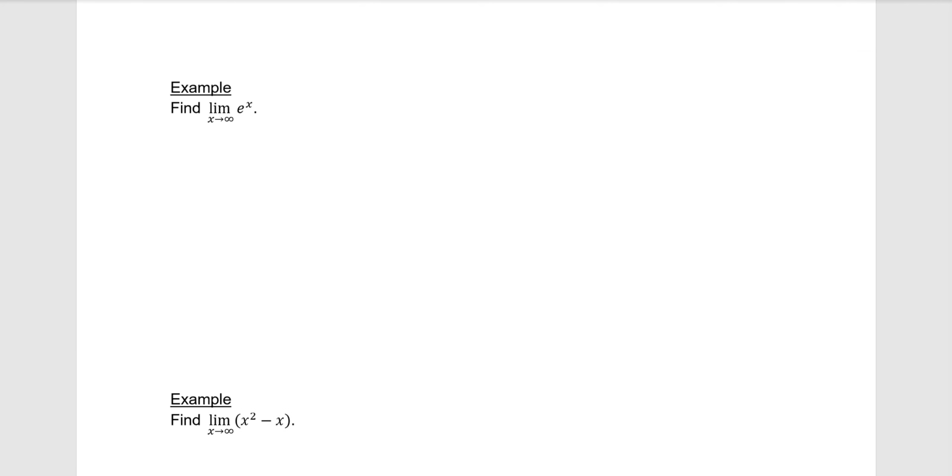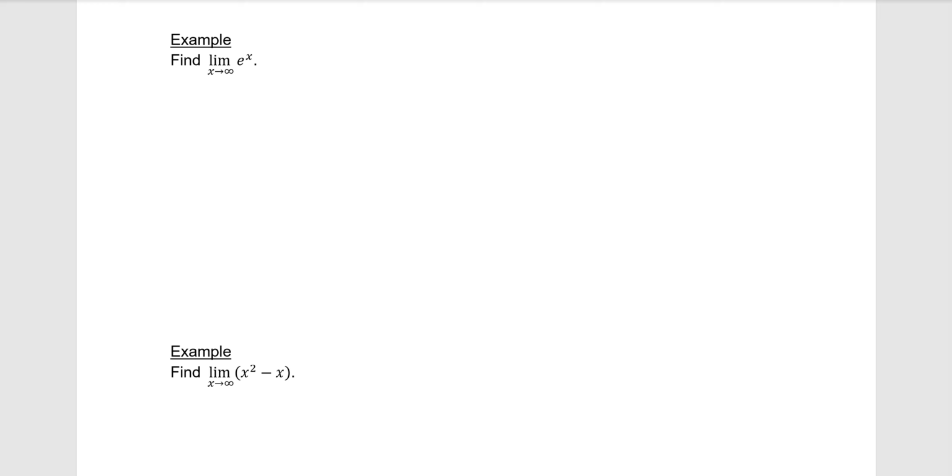Okay, a couple more examples. We want to find the limit of e to the x as x approaches infinity. So this one should be pretty obvious that this answer is going to be infinity, right? Because if you're plugging in values of x that are getting larger and larger, e to the x is going to blow up super fast, like e to the 10, e to the 100, e to the 1,000, e to the 1 million. That number is going to go towards infinity a lot quicker than x does, actually.